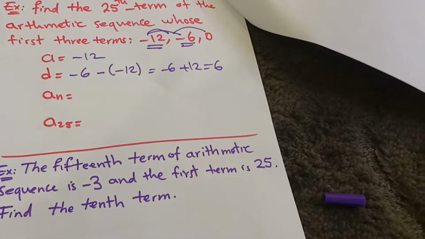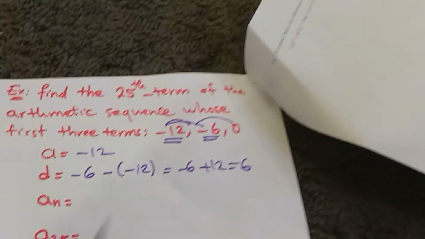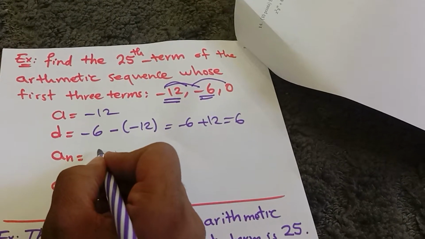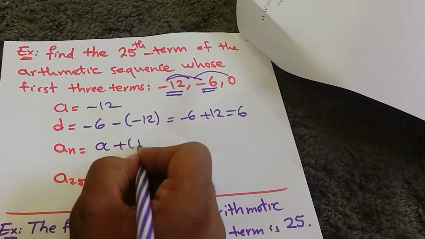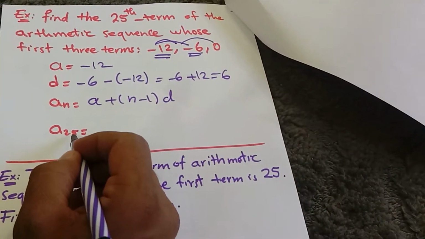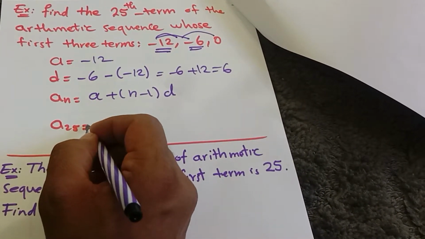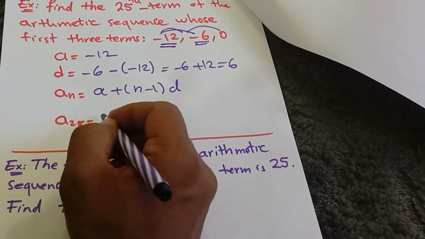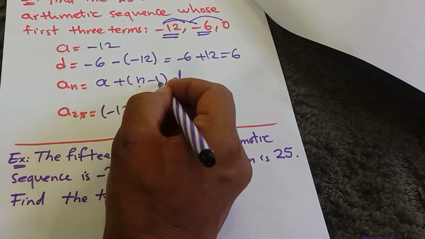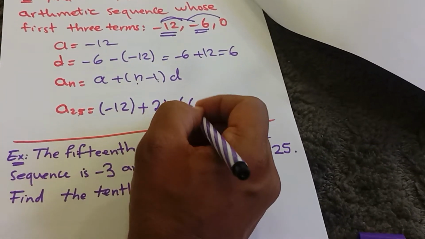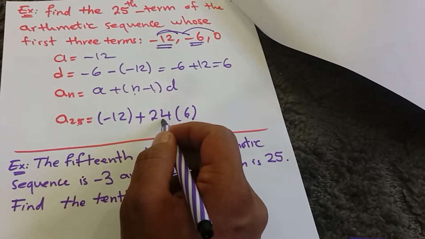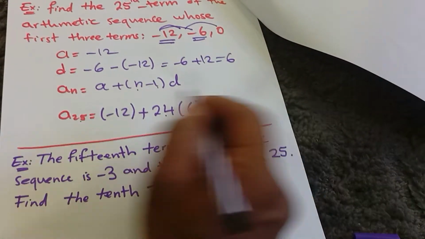We need the 25th term. So we know the formula, which is a plus n minus 1 times d. Here n is 25, and we have the first term, which we call a, which is negative 12. And 25 minus 1 is 24, and the difference is 6. What you need is just to multiply 6 times 24, then subtract the 12, and you will get the answer.